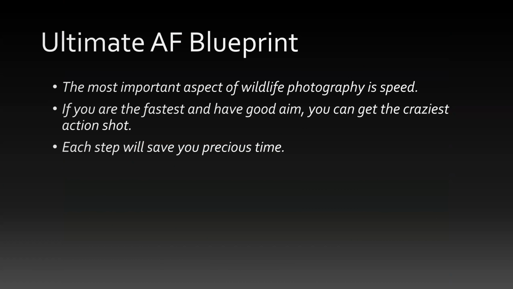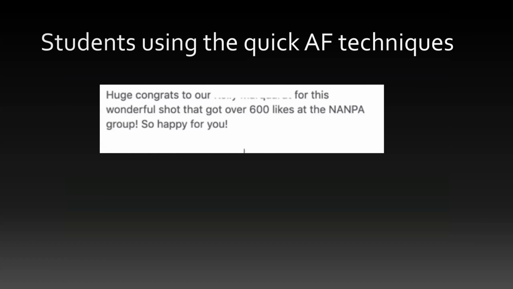So again, one of the most important aspects of wildlife photography, or maybe the most important one, is speed. If you are the fastest and you have a good aim, you can get the craziest action shots. And if you know how to do each step properly, each step can save you precious time.